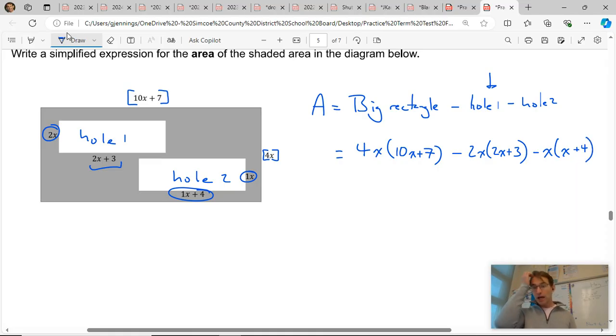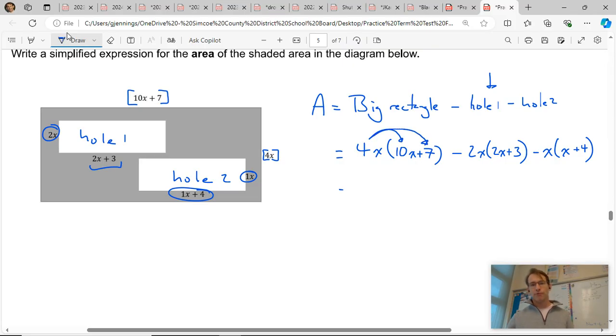Okay, so now I have an expression. It's not simplified yet, but this expression will give me the area of that shaded bit. It's just the big rectangle minus the two small rectangles. Nothing too special yet. Okay, now we use the distributive property to simplify these things.